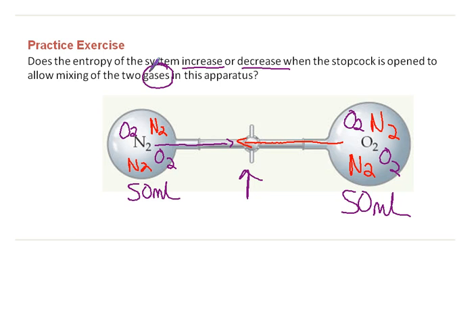Because they're going to completely fill whatever space they have available to them, now your N2 has the ability to take up 100 milliliters of space, and your O2 has the ability to take up 100 milliliters of space. So, or at least they're spread out throughout 100 milliliters of space each. So this would be an increase in entropy when you open the stopcock. Okay?